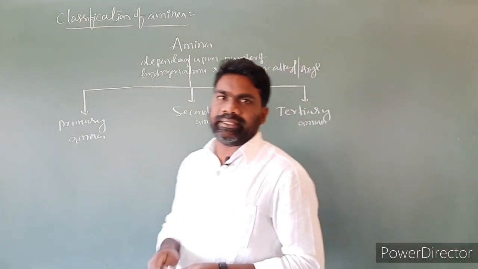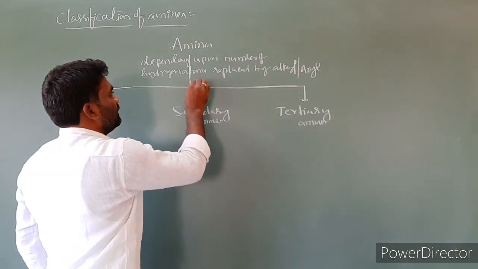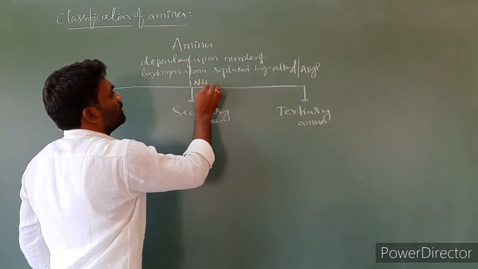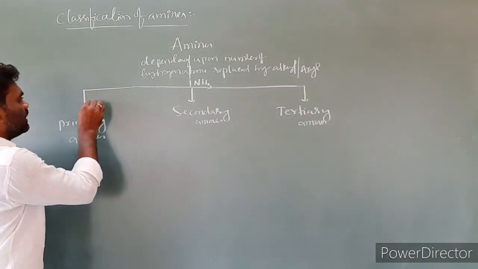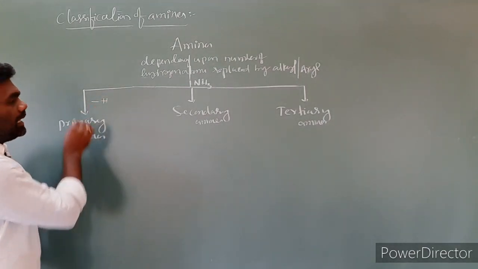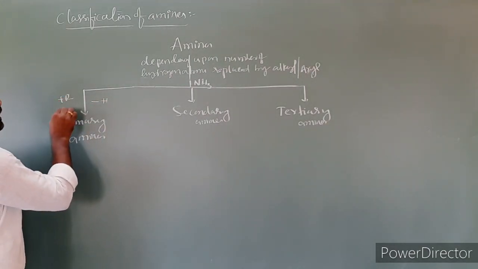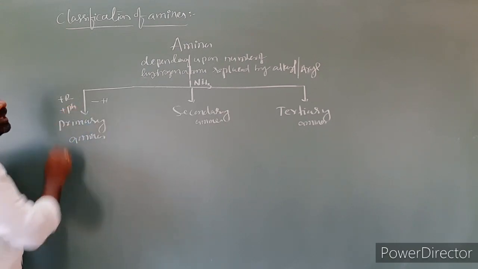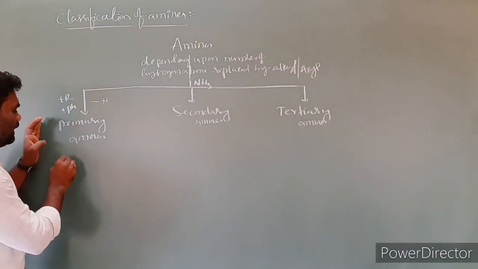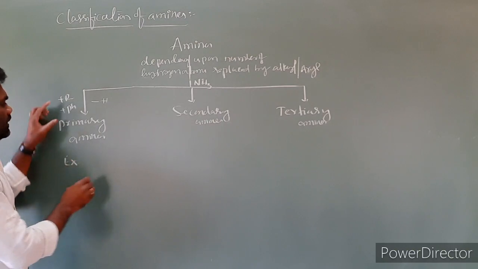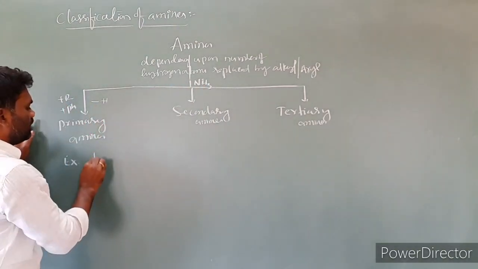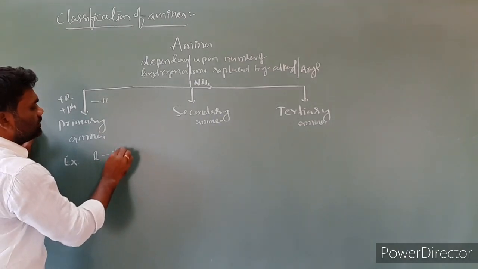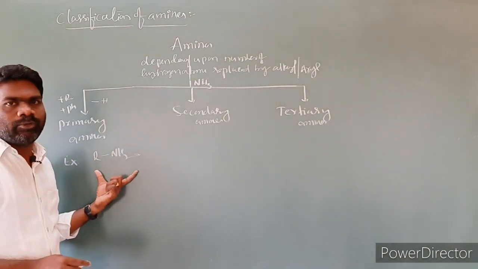What this point means is, I am taking ammonia. I am removing one hydrogen from this ammonia and adding only one alkyl group or one phenyl group. Then what we get in this example is NH2 here and R here, which I write as RNH2. So this is an example of a primary amine.